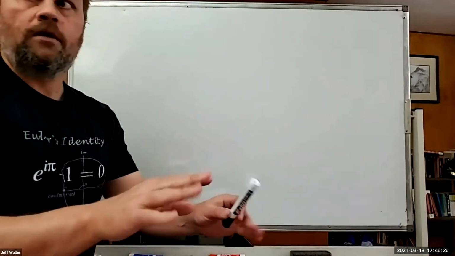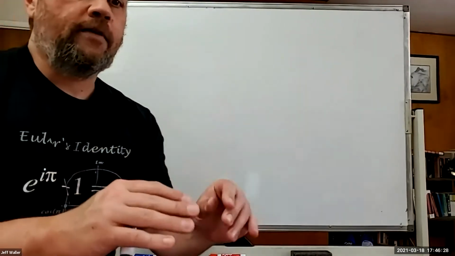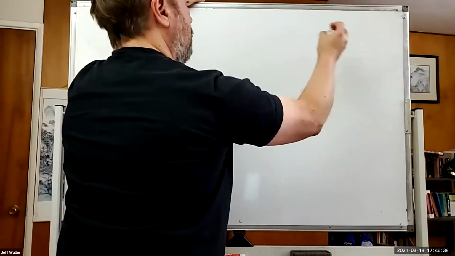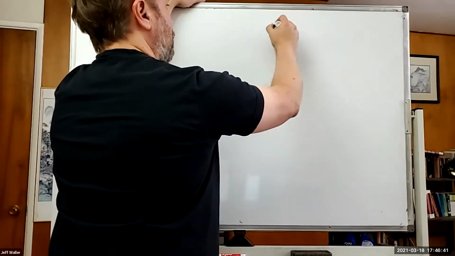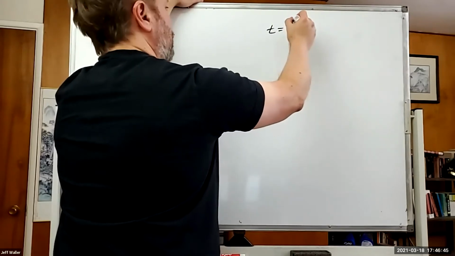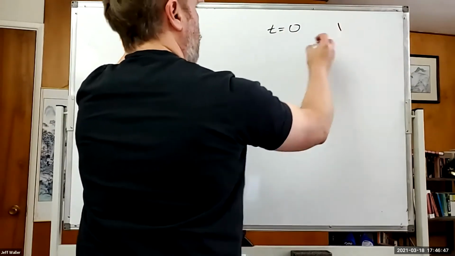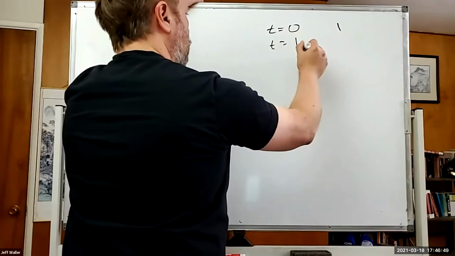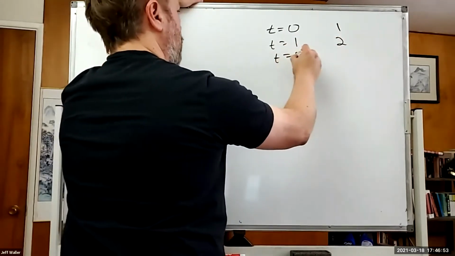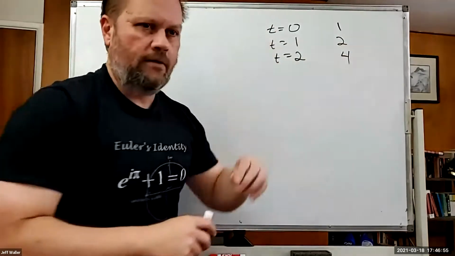Now, let's talk about that by itself. How would I write an equation that represents doubling? So like t equals 0, I've got 1 penny. T equals 1 day, I've got 2 pennies, right? T equals 2 days, I've got 4 pennies.